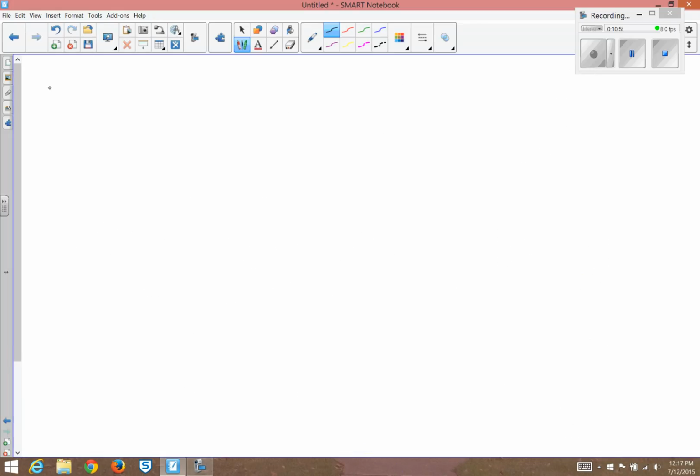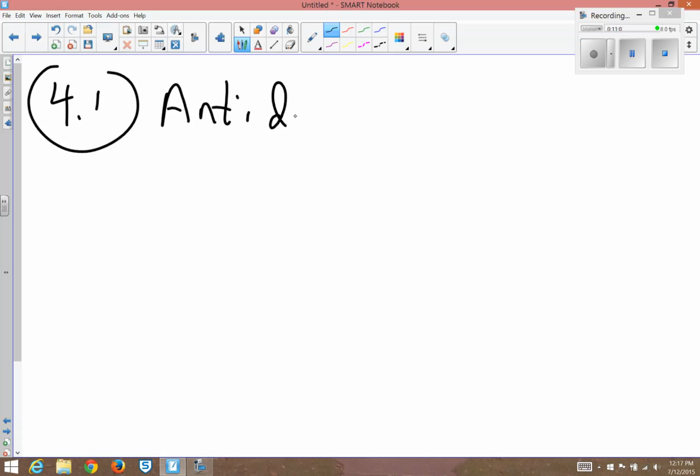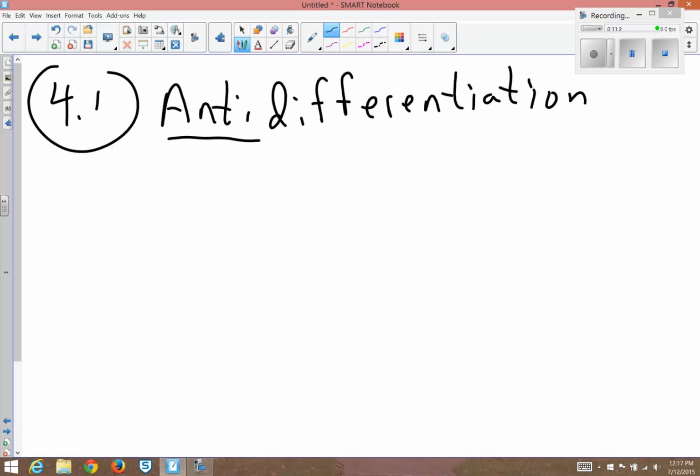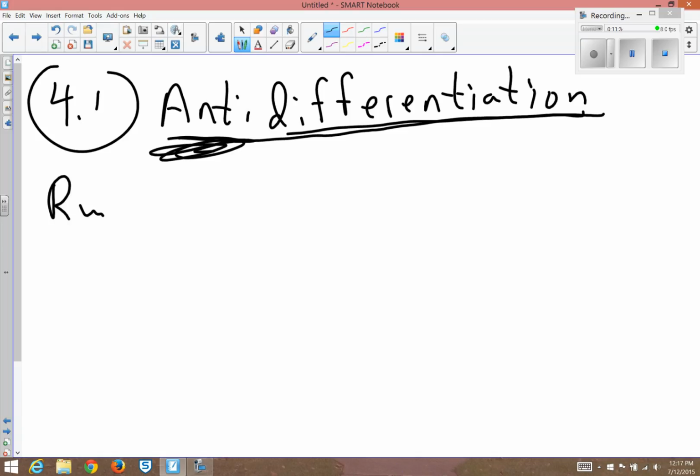The next section, Chapter 4, Section 1, is called anti-differentiation. Which means when we're given a function, we want to know what it is the derivative of. Given something, we're going to find what it is the derivative of. So it's the opposite of finding the derivative. And here are some rules to learn. Here are the first few rules for anti-differentiation.